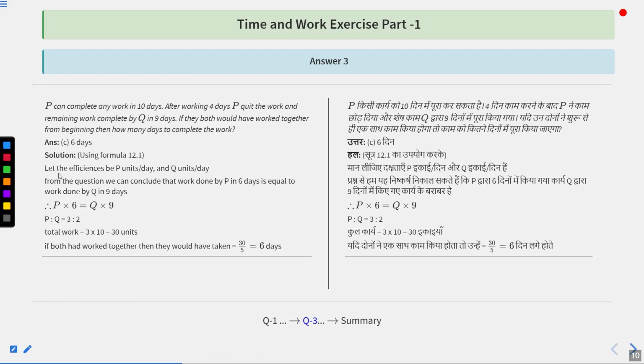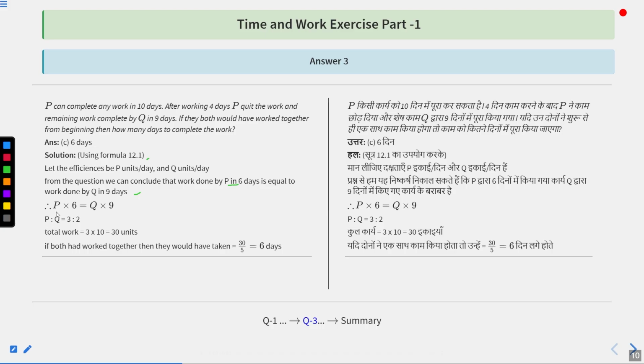Let the efficiencies be P units per day and Q units per day. From the question, we can conclude that the work done by P in 6 days equals the work done by Q in 9 days. Work done is equal to efficiency into time, according to formula 12.1. So P into 6 should be equal to Q into 9.